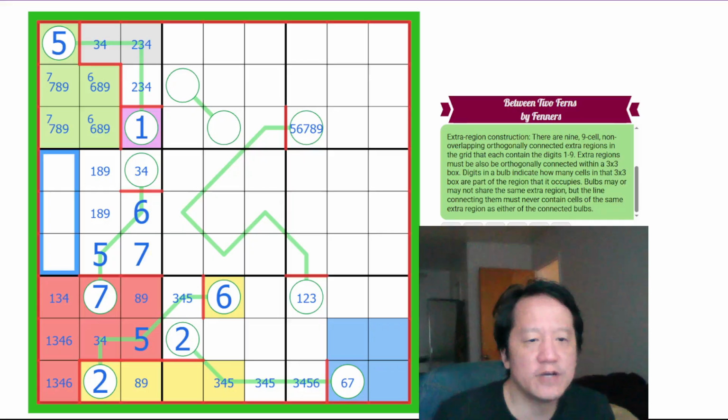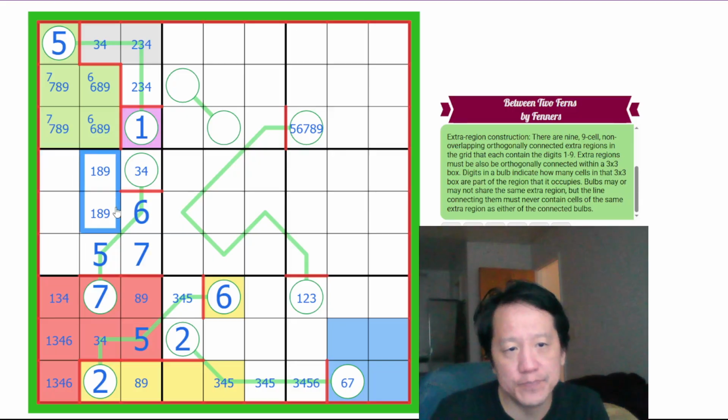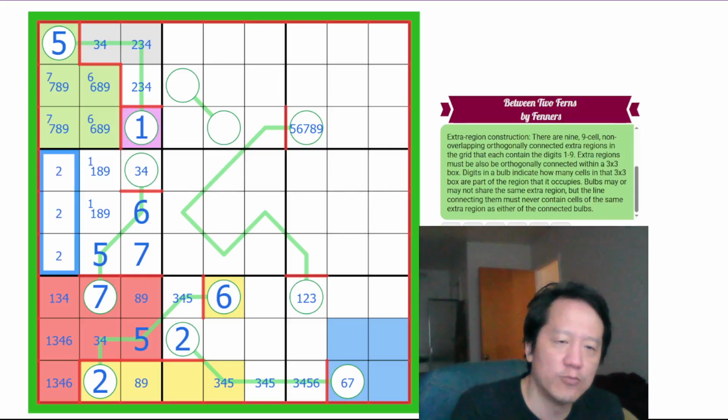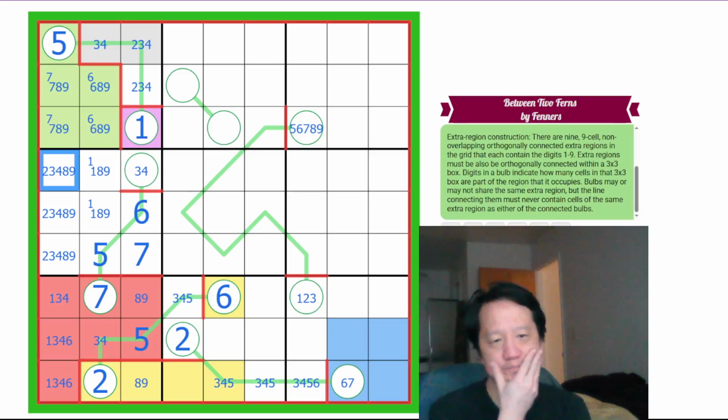Remaining digits of column 1. We have 2, and 1 of 3 or 4, and 1 of 8 or 9. Interesting.